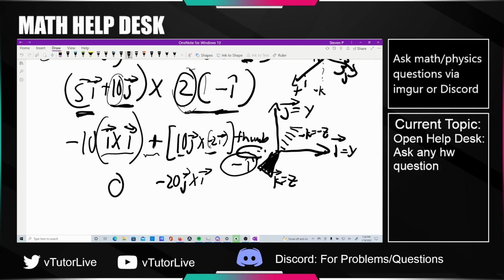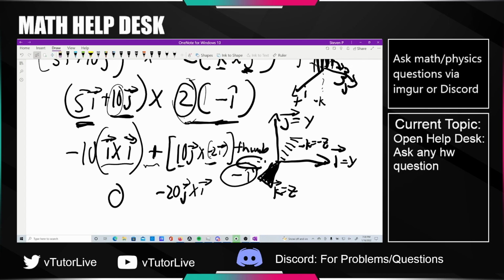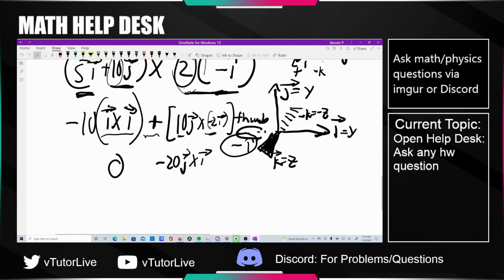And you can kind of see this as well. i cross i is basically just zero by definition. There's no need to try to figure out how that works with your right hand. It's just zero. The right-hand rule only works for non-zero things.